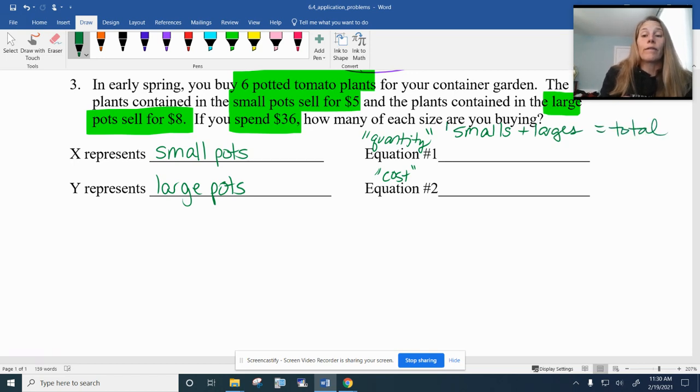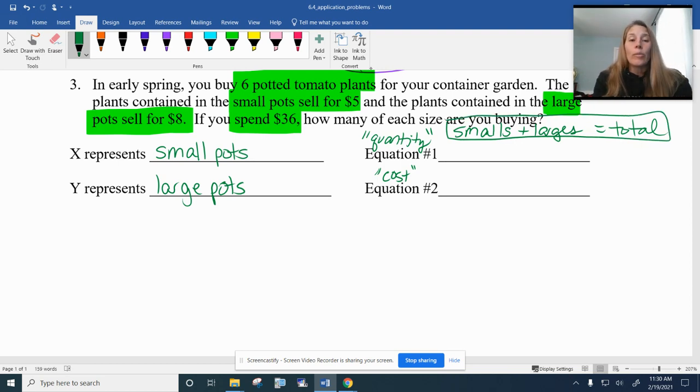So let's look at that first with respect to quantity. How many small pots are we going to buy? We don't know. That's what x is representing. How many larges are we going to buy? We don't know. That's what y is going to represent. But we do know we bought 6 in all. So that's our first equation, x plus y equals 6.